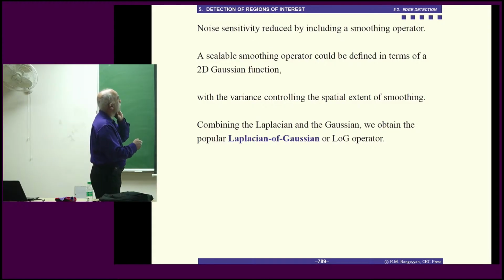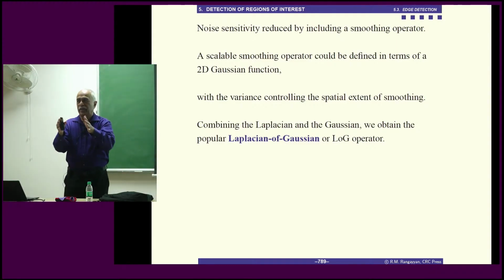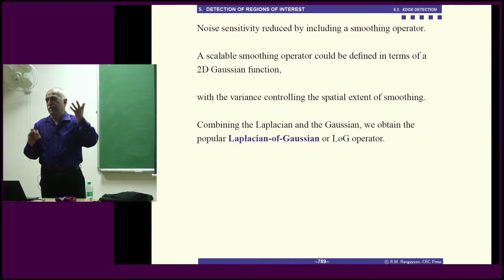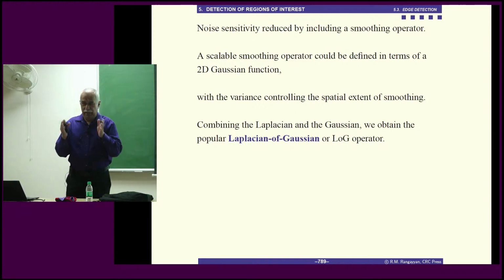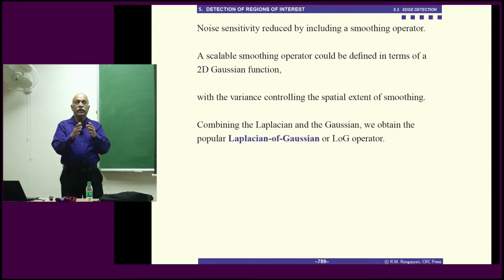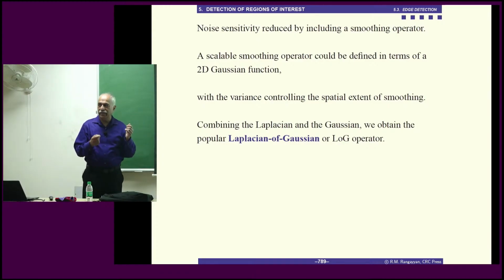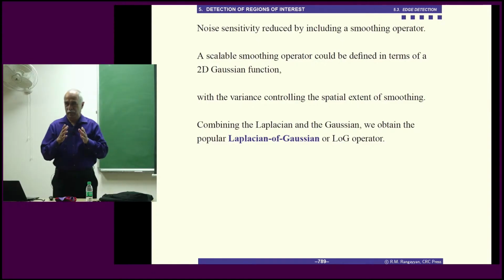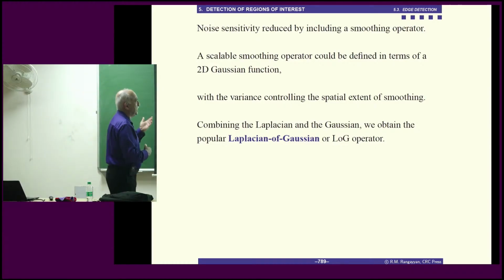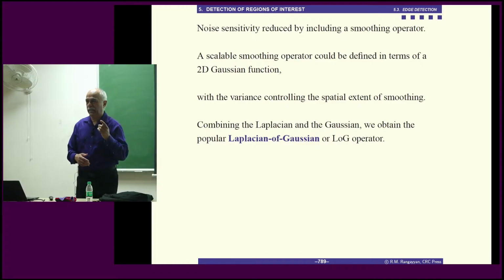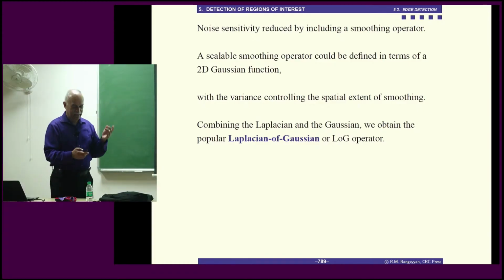A 2D Gaussian function with the variance of the Gaussian controlling the blurring. The width of the Gaussian is controlled by its variance. The mean is 0. It doesn't matter. Mean is not of interest. The width is controlled by the variance, which is a parameter now. So there is a parametric control of smoothing combined with the Laplacian. So this is known as the Laplacian of Gaussian, or LOG, or log operator. Not the logarithm, but Laplacian of Gaussian.